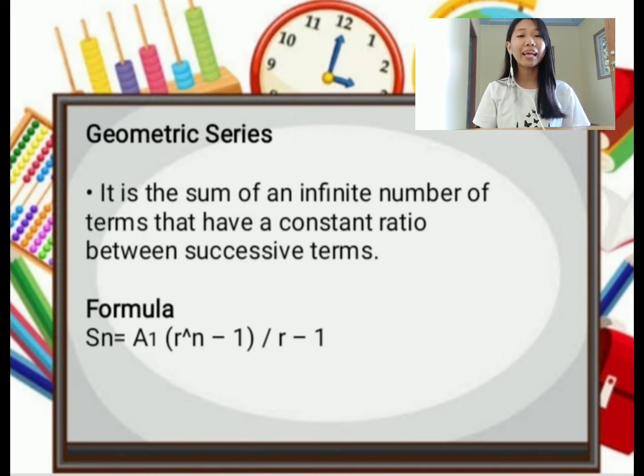Okay? The formula in finding the last term of a geometric series is S sub n is equal to a sub 1 times the quantity r raised to n minus 1, divided by r minus 1. That is the formula in finding the last term of a geometric series.